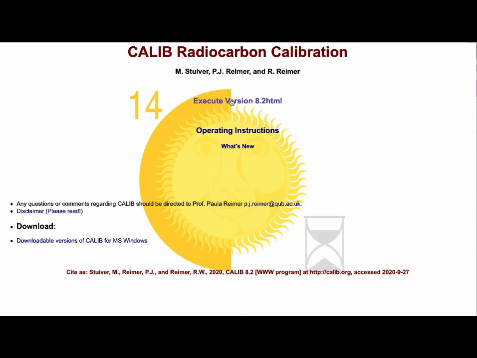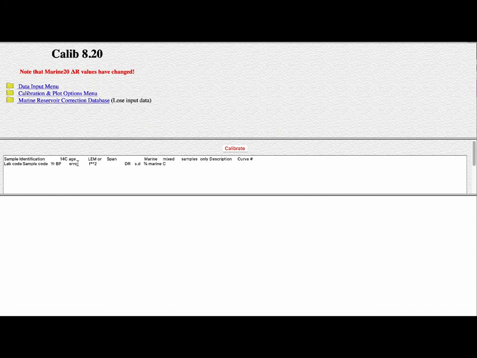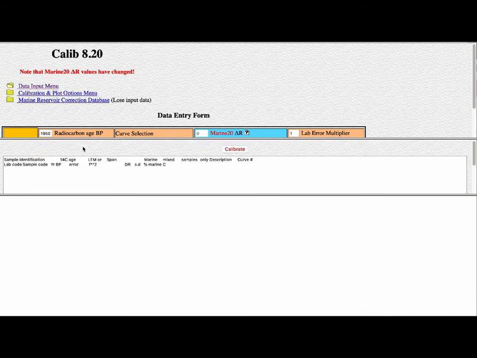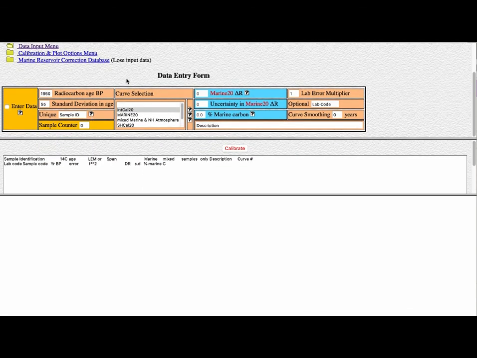You go up here to execute the HTML version. So online at this Calib program, they've got all of the dates that have been collected from dendrochronology, and they've got essentially an algorithm to help correct the date that you get from a lab. So you go to the data input entry form over here. Right now, we're just going to pretend. We used 4,000 years ago, roughly 2000 BC. So let's put in 4,000 BP, let's just say plus or minus 60. We're making this up right now.